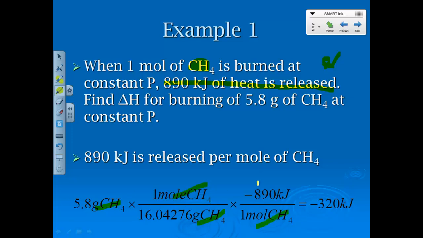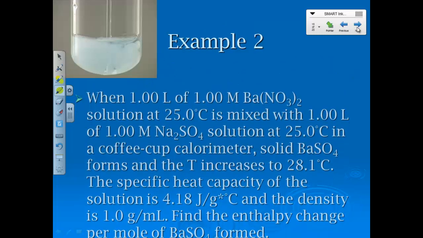Then in 1 mole of methane, you release, and because it's exothermic, we give it a negative sign, negative 890 kilojoules per 1 mole. So all we have to do is multiply by 890. We get negative 320 kilojoules of energy released when you burn 5.8 grams of methane. Also, one thing to pay attention to in thermo is they quickly switch between kilojoules and joules, so make sure those units match up.